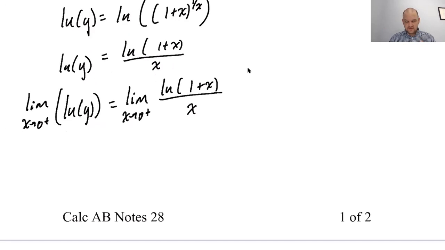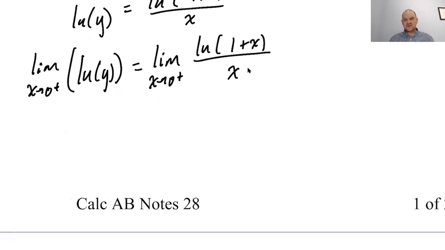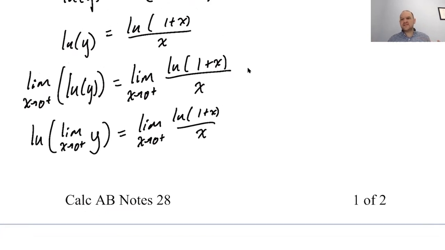The one thing that I'm going to use here is a property of continuous functions. So natural log is continuous from 0 to infinity, which means that I can take a limit and move it inside the natural log. And you do this all the time. You don't really think about it. I'm going to say that the natural log of the limit as x approaches 0 from the right of y is equal to the limit as x approaches 0 from the right of the natural log of 1 plus x over x. All right, how is this getting me anywhere?